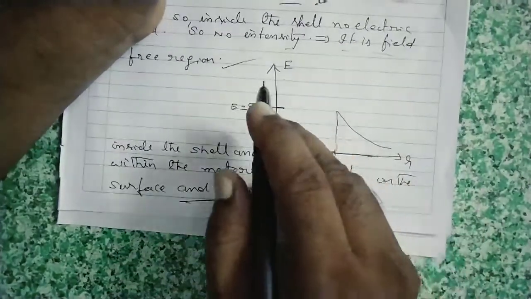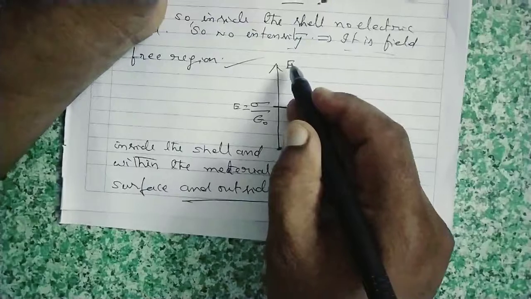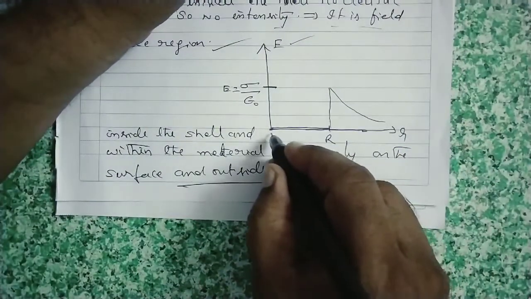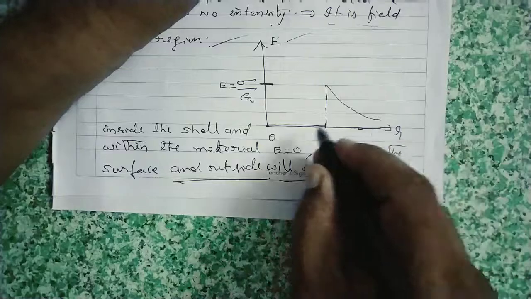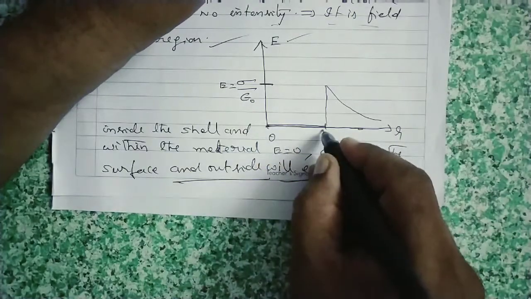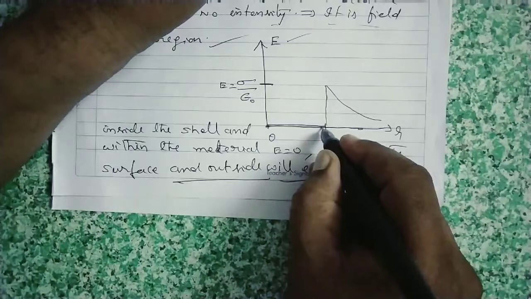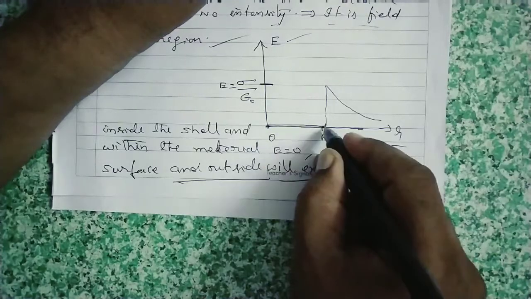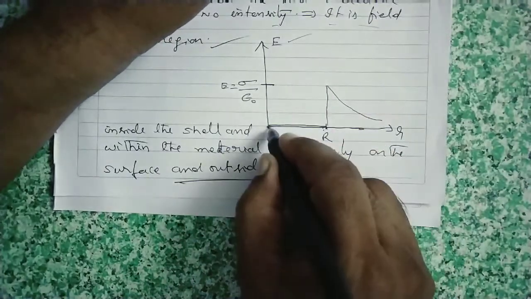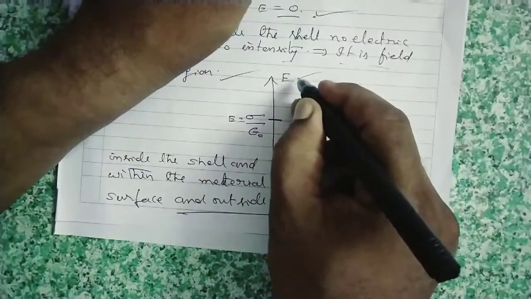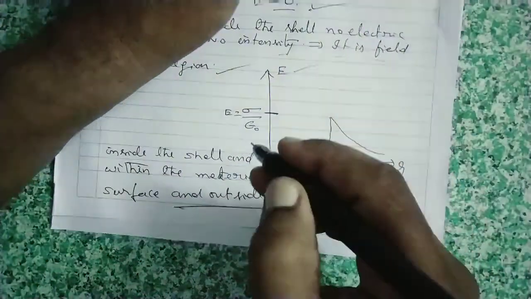Next, if we show these three answers graphically by taking electric field intensity on the y-axis and the distance r from the center on the x-axis, from 0 to big R means what? Inside the shell, 0 radius to big R radius, which is the radius of the shell. Inside the shell, electric field is not there. That's why the height of the graph is 0, because on the height we are taking electric field intensity, and electric field intensity is 0.